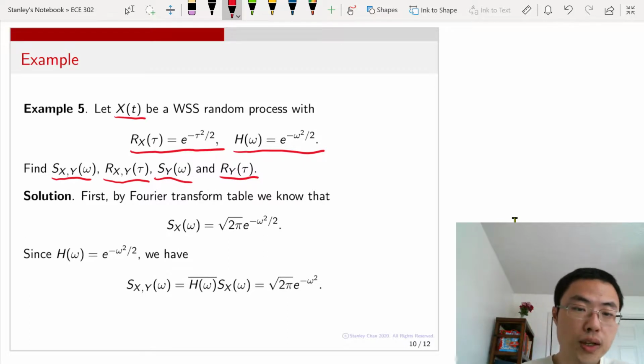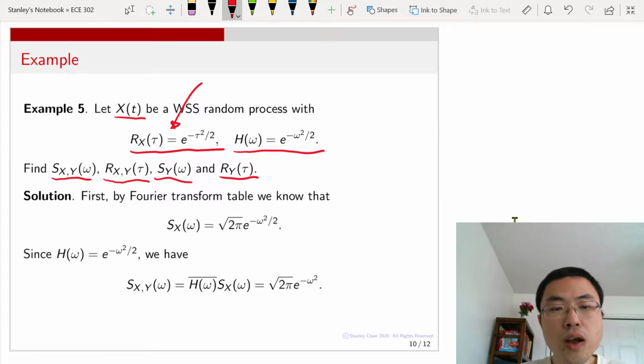First of all, we can ask, given this autocorrelation function, what is the power spectral density? The power spectral density of this random process is just the Fourier transform of the autocorrelation function, where you can go to the table and find out the expression. And I'm giving you this expression here, which is root of 2 pi e to the minus omega squared divided by 2.